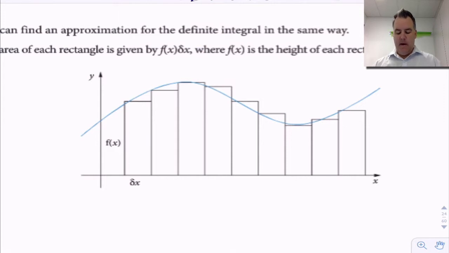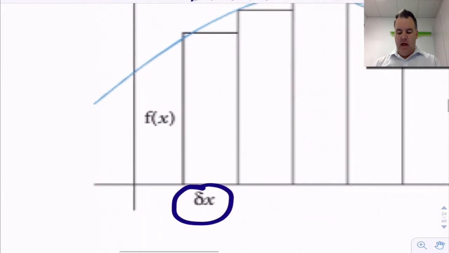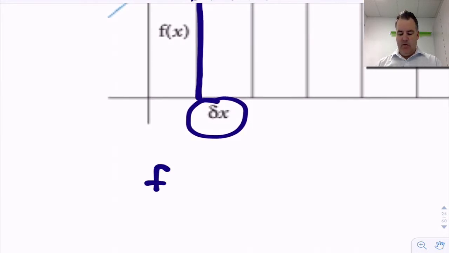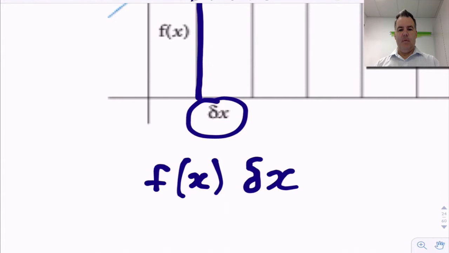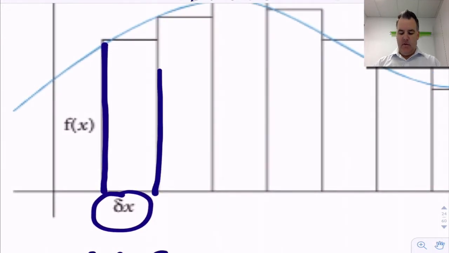Okay, so what we normally do is the rectangles are normally the same width, so we call that width delta x, okay, a small change in x, and the rectangle here, the left-hand endpoint, let's say, is f of x at that particular x value. So we can work out the area of that rectangle is f of x times delta x. Okay, now the next rectangle is going to be f of x times delta x.